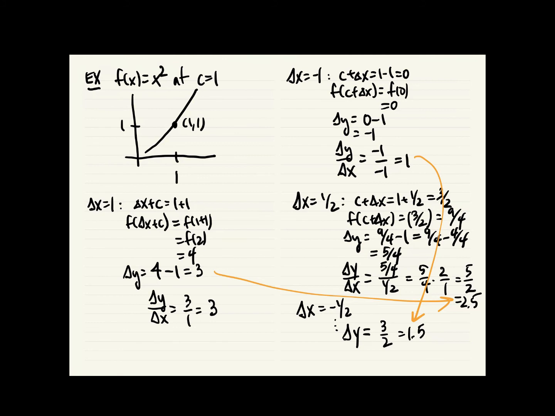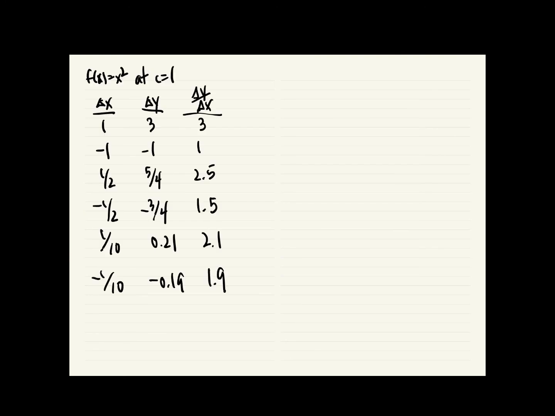Now if I make a table of values, so this table magically appeared. Notice what's happening. As I make my delta x's keep them positive but make them smaller, the delta y over delta x's are also getting smaller. And look at the same thing for the delta x's that are negative. As I make them smaller in size, the delta y over delta x's are also getting smaller in size.